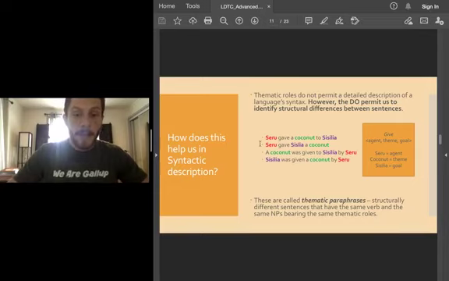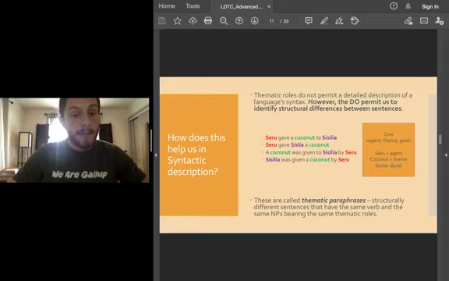So for example, the sentence, Seru gave a coconut to Cecilia. Well, first of all, the verb give subcategorizes three arguments, an agent, a theme, and a goal, right? So the person doing the giving, the thing being given, and the person to whom it is being given. And in this first sentence, and in all these sentences, really, we see that Seru is the agent, the one doing the giving, coconut is the theme, the thing being given, and Cecilia is the goal, or even the benefactive.